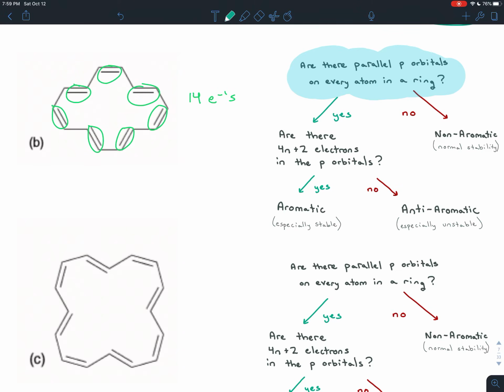That is one of those numbers of electrons that gives you a stable, all paired electrons in the molecular orbital. So you get 14 when n is 3 in this series. When n is 3, 4 times 3 is 12, plus 2, that's 14. That's how many electrons we have here. So we do have that. You'd expect this molecule to be aromatic. In other words, you would expect it to be especially stable.